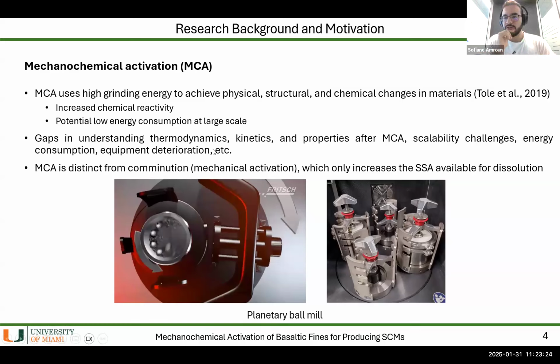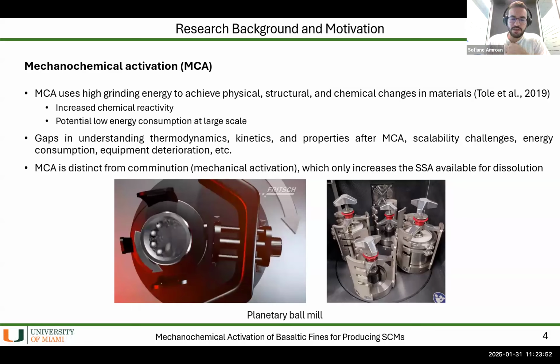The issue now with mechanochemical activation is that it's not well understood like thermal activation. Thermal activation, we understand pretty well, but when it comes to mechanochemical activation, not really. So you might be asking yourselves, how does this work? How do we activate the materials mechanically? Well, there are a million ways of doing it. The idea is just to input as much mechanical energy as possible into these materials.